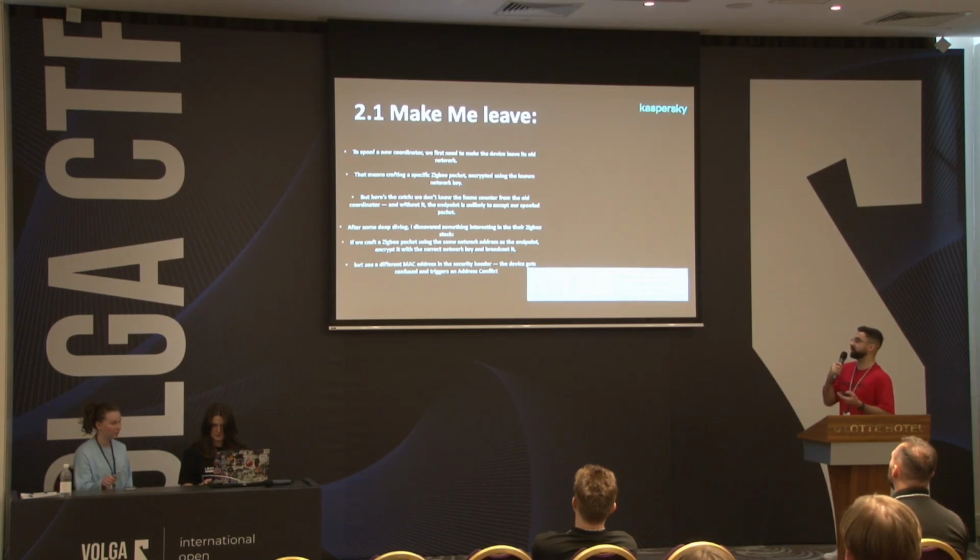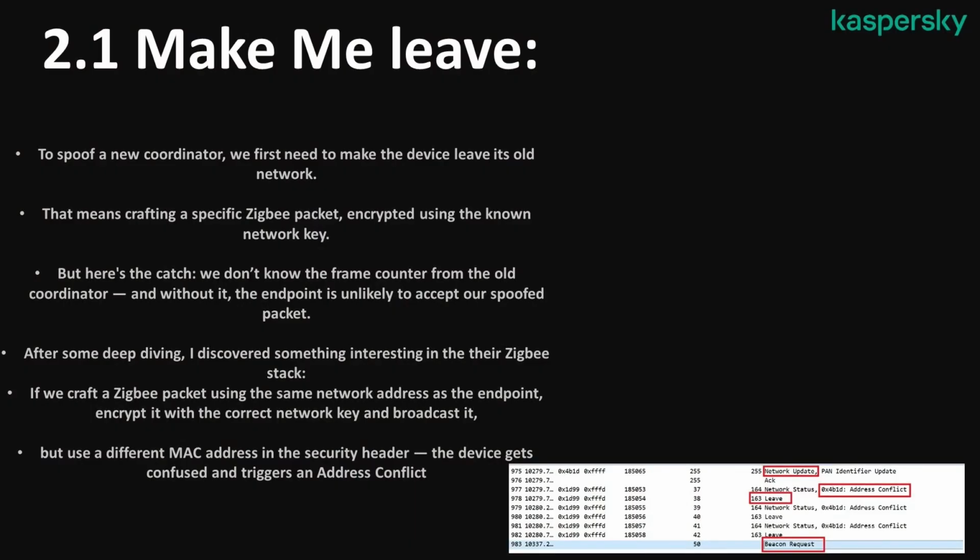How to do that? We have the network key, right? We can just spoof some commands and say, okay, leave the network. But remember the frame counter that we talked about before. The frame counter is just hard-coded inside the endpoint. I should know the frame counter of the old coordinator, but I don't have the old coordinator.